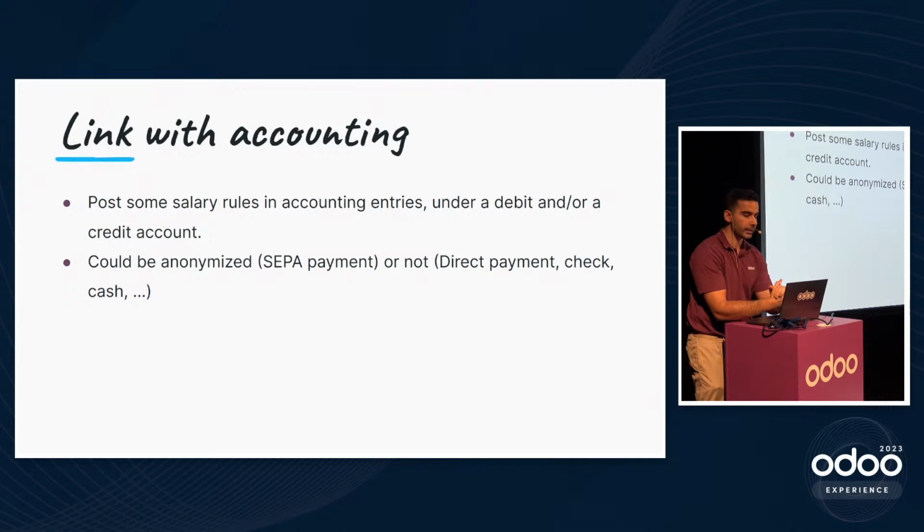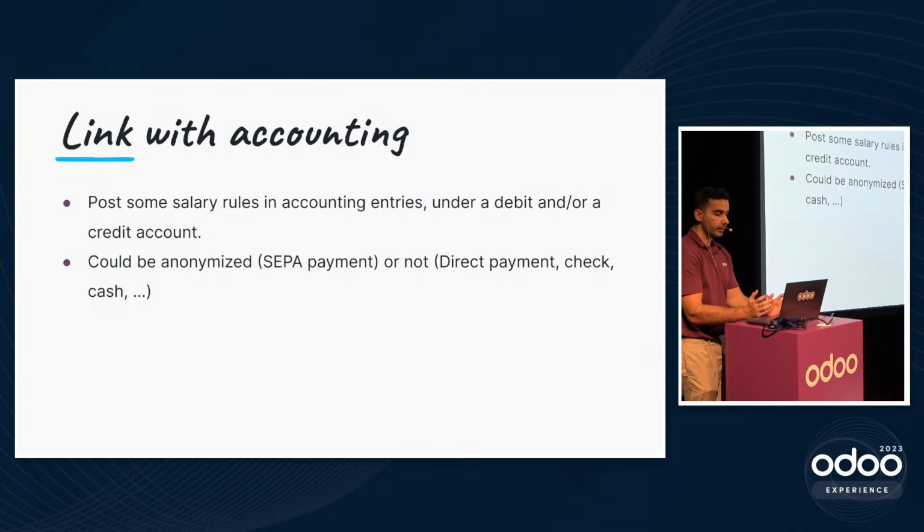And last but not least, how do we link payroll to the accounting application? This can be done quite easily by specifying on each salary rule the debit or the credit account on which we would like to post the line's amount. You can choose at the company level if you want to anonymize the work entries or not. If you choose to anonymize the work entries, all the amounts will be mixed together in a single account move per period with an account move line by salary rule.